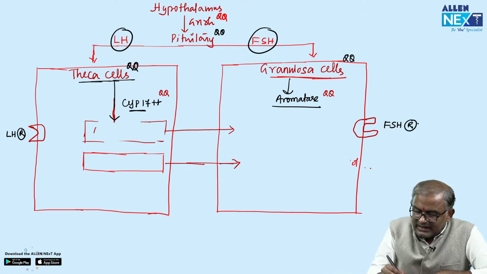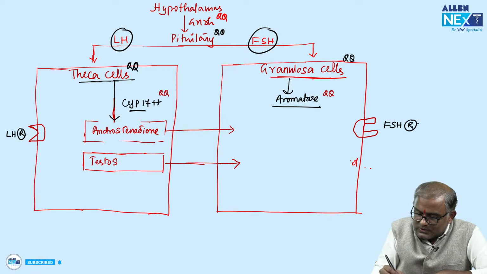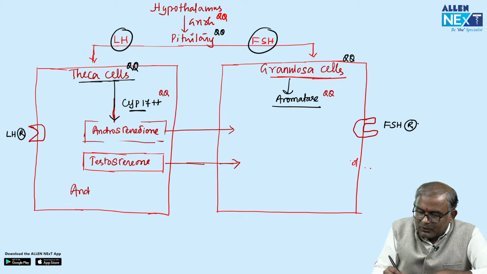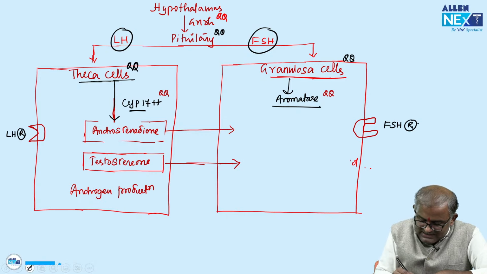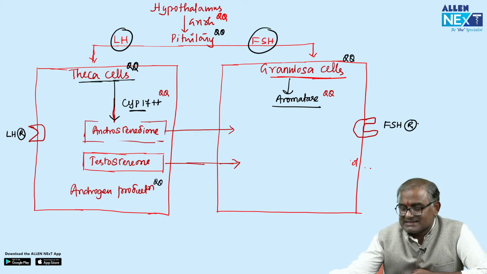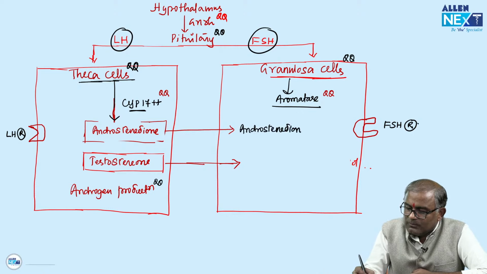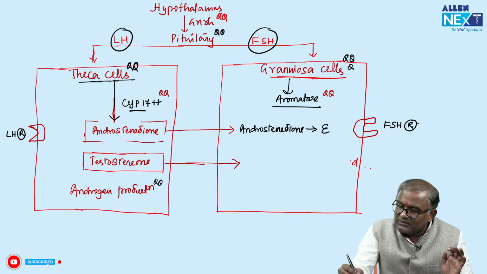Now doctor, theca cells produce two androgens. One is androstenedione, another one is testosterone. Please make a note of it. Androgen production means definitely it is theca cells. Now doctor, produced androgens diffuse into granulosa cells. It is converted to estrogen. Means androgen to estrogen. Estrogen production means it is always granulosa cells.